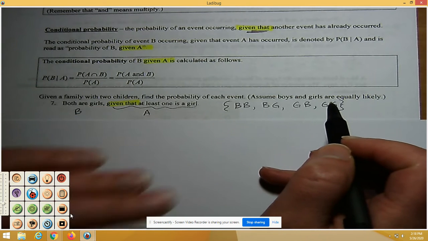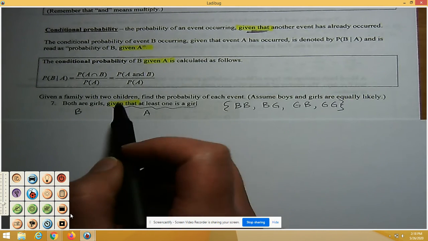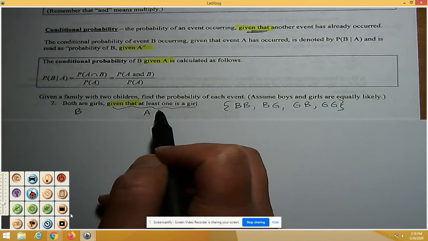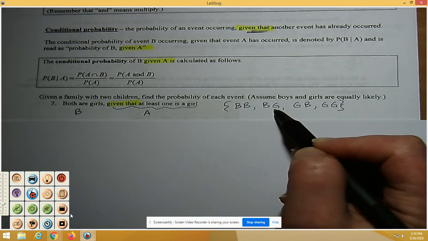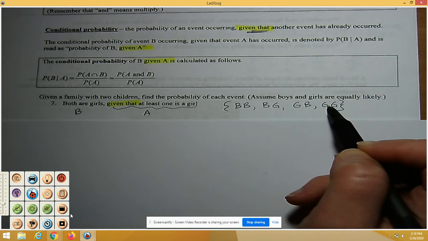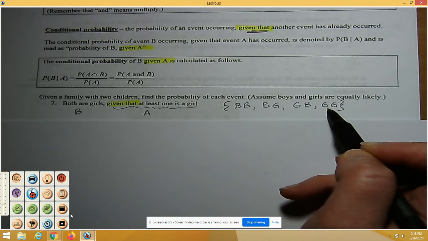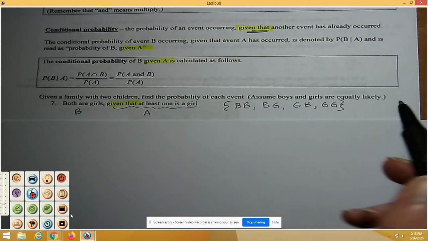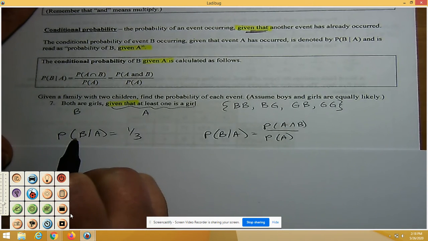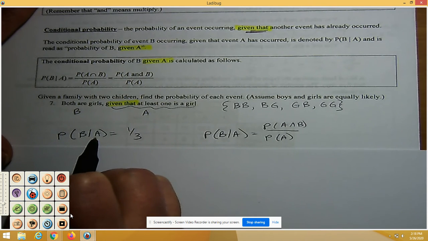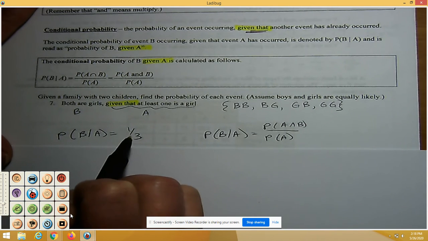And now we're going to find the probability that both are girls, given that at least one is a girl. Well, given that at least one is a girl, that limits you to these 3 possibilities, and both girls would be this GG. So we actually have 1 out of 3. So I know the answer. The answer is 1 out of 3. And that's the probability of 2 girls, given that 1 is a girl. And that's how this would be written, and we know it's 1/3.